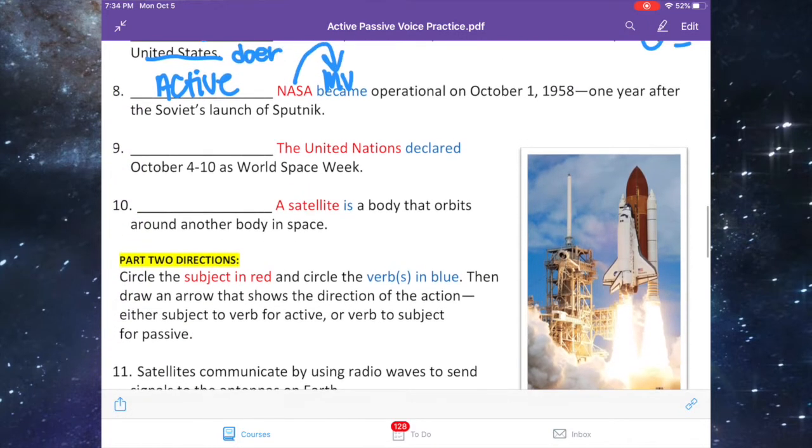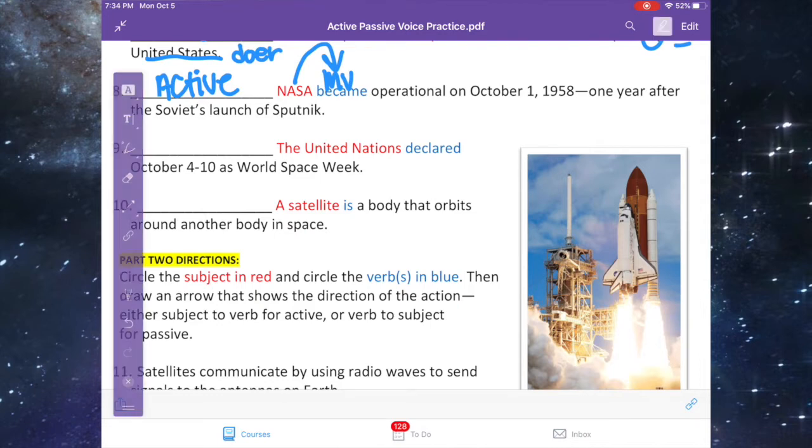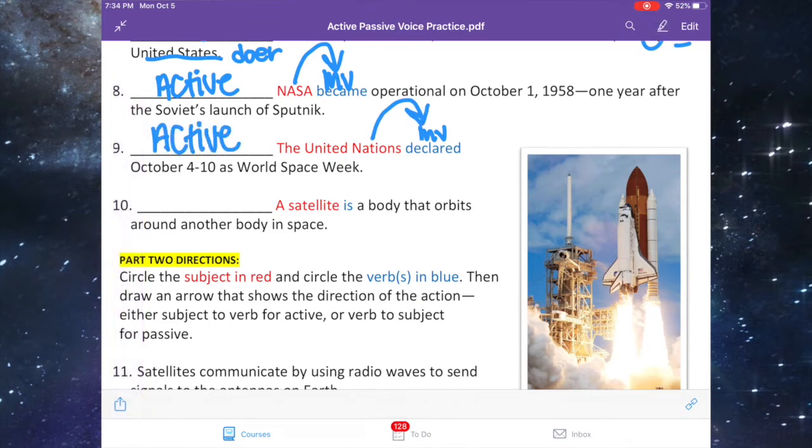Number nine, the United Nations declared October 4th through 10th as World Space Week. So we're actually in World Space Week right now, which is exciting and very appropriate for our science fiction unit. So let's take a look. United Nations is our subject, declared is our main verb. Notice we have no other verb working with it, so it cannot be passive voice. The United Nations is declaring, they're doing the action. This is an active voice sentence.